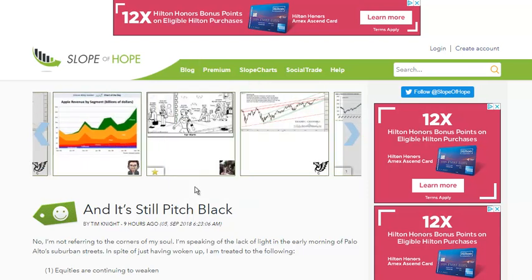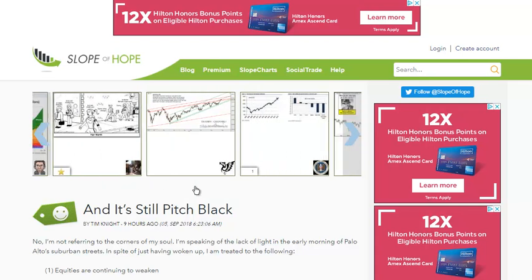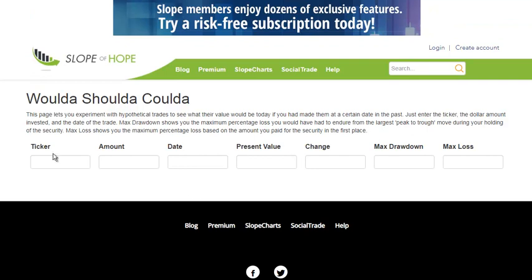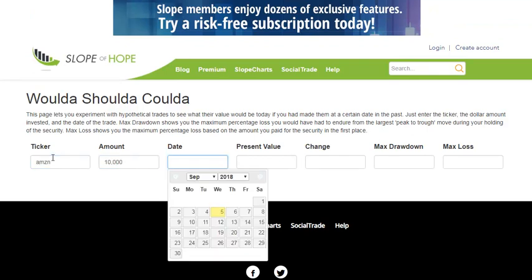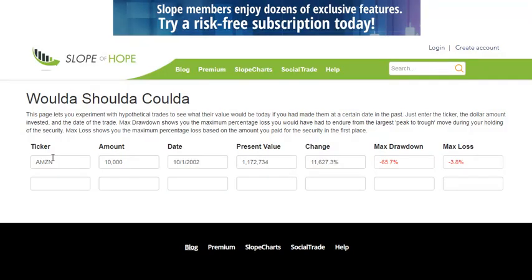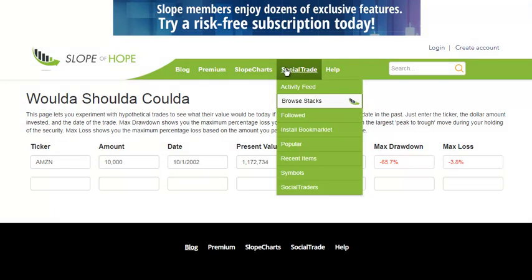You can also use a little page called Woulda, Shoulda, Coulda, which is a way to kind of torture yourself and see that if you had invested a certain amount of money in a certain kind of stock, let's say Amazon, if you put $10,000 into it back on 10/1/2002, what would it be worth today? And it would be worth over $1 million. Congratulations. So a guest can use that. And you can also use Social Trade.